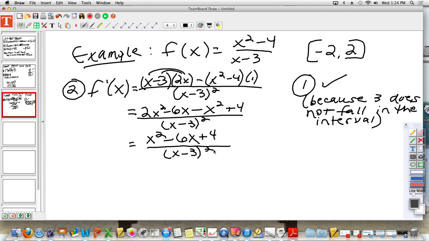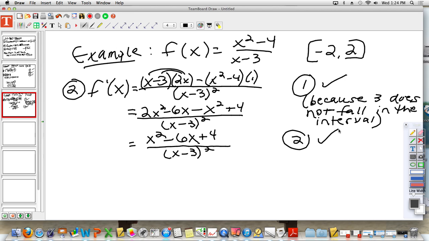Yes? Sorry, I just got confused. Why did you not put the 2x squared? You just put x squared. 2x squared minus x squared. Oh, okay, never mind. Got me 1x. Thank you. Okay. Alright, so situation 2.